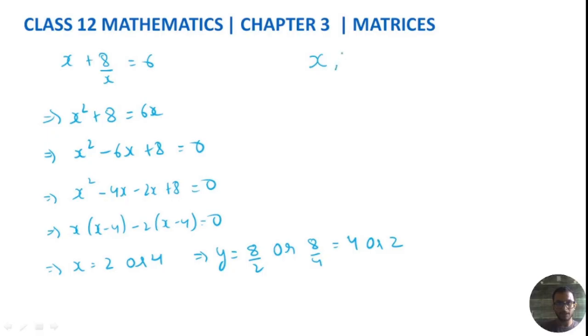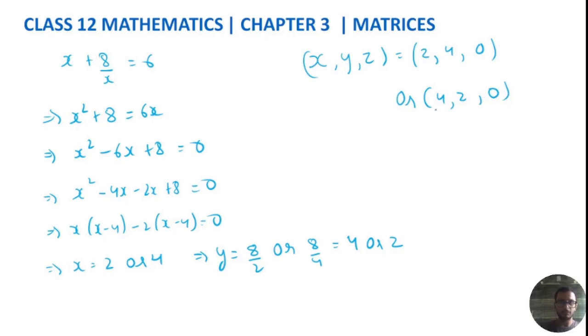So we will have x, y, z as 2, 4, and what was z? 0. So 2, 4, 0, or if x equals 4, then y will be 2, so 4, 2 and 0.